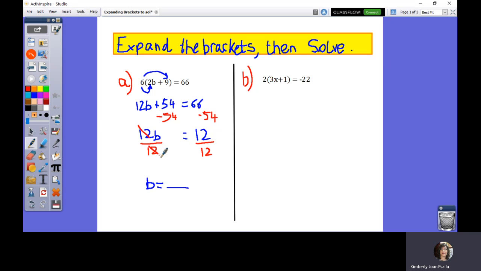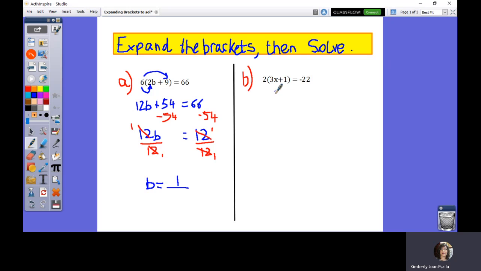This simplifies with this. 12 divided by 12 gives us 1. Therefore, the value of b is equal to 1. So first we opened up the bracket, we expanded the bracket, and then we solved the equation as we normally do. Okay, let's take a look at the second example.